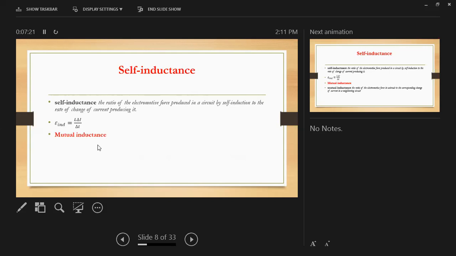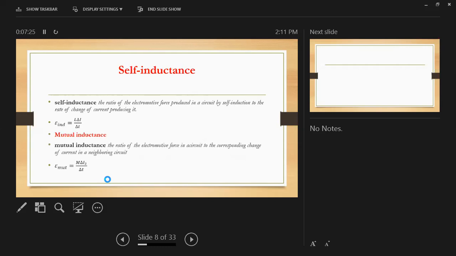For mutual inductance, there should be two circuits. To find the induced EMF, we use a formula: mutual inductance times the changing current in the second circuit. The change in current must be in the second circuit, over time. This gives us the EMF in mutual inductance.